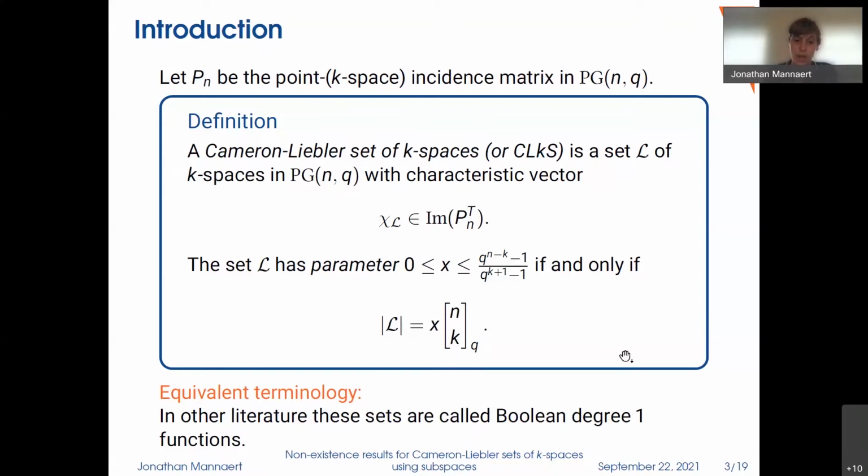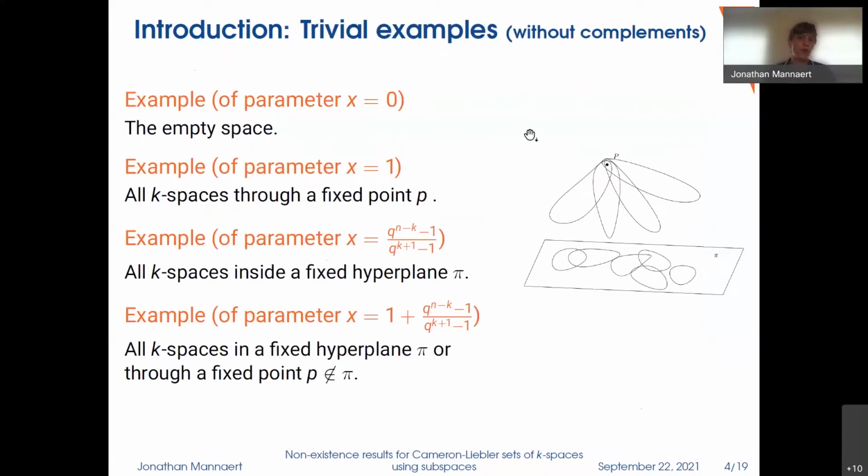An equivalent terminology in the literature is that they often use Boolean degree 1 functions instead of these Cameron-Liebler sets. The Boolean function is derived from the fact that the characteristic vector is a 0-1 valued function, and the degree 1 is denoted due to the fact that it's a linear combination of point pencils. Let us give some trivial examples, and I'm denoting them without complements, because in fact the complement of a Cameron-Liebler set is also a Cameron-Liebler set. We will get more into that later.